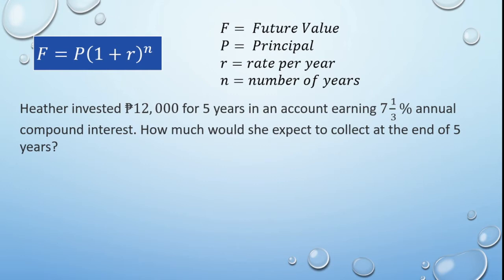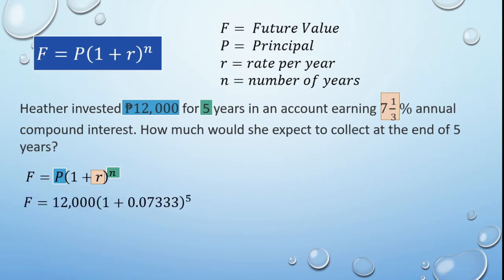Consider the problem. Heather invested 12,000 for 5 years in an account earning 7 1/3% annual compound interest. How much would she expect to collect at the end of 5 years? From the formula F = P(1 + R)^N, we have P equal to 12,000, N equal to 5, and R equal to 7 1/3%. Written in decimal, that will be equal to 0.0733.